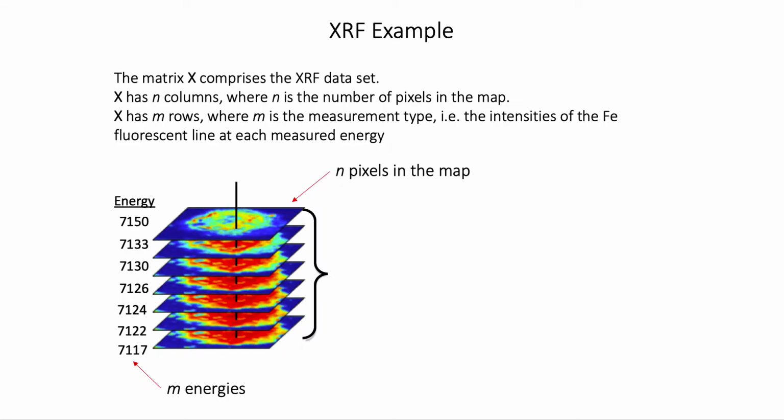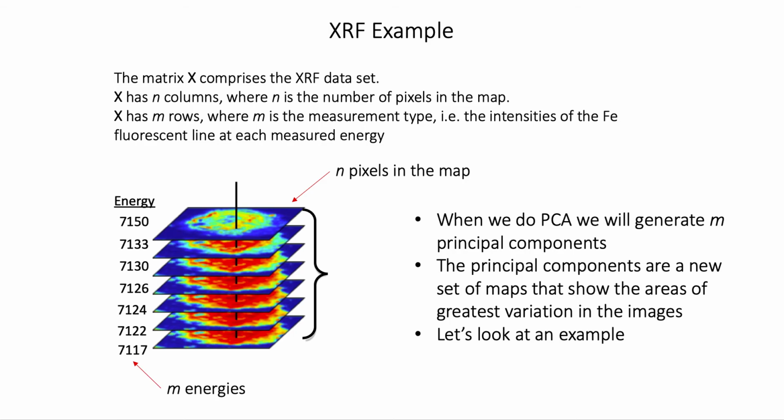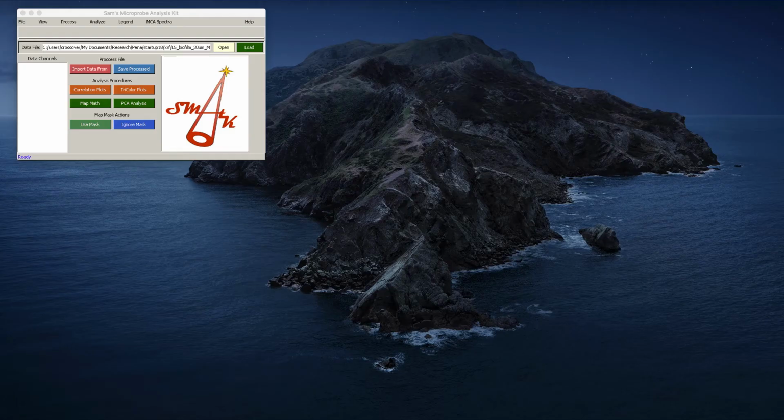So how do we do PCA on an XRF image? Consider that we have collected a stack of images at the same location, but at several energies across the iron K edge. We turn the image into a matrix X that has n columns and m rows. N is the number of pixels in the map, and m is the number of energies. When we do PCA, we will generate m principal components, and these principal components will be a new set of maps that show the areas of greatest variation in the images. Let's look at an example in SMAK.